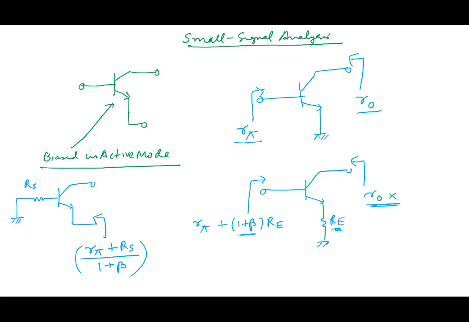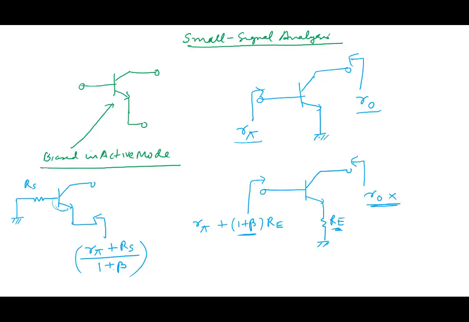When you look from here, between here and here is R pi plus Rs, and remember, in the very first lectures we had seen that it gets divided by beta depending on where you're looking from. So these are the results that you must remember, because they will help us simplify the analysis: R pi, R pi plus 1 plus beta, and this result here.